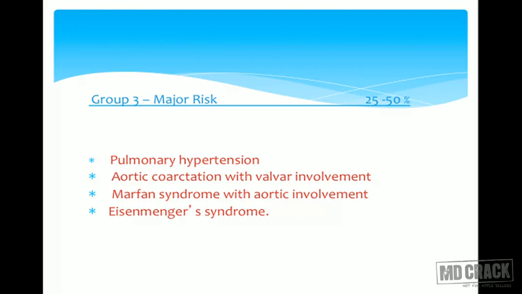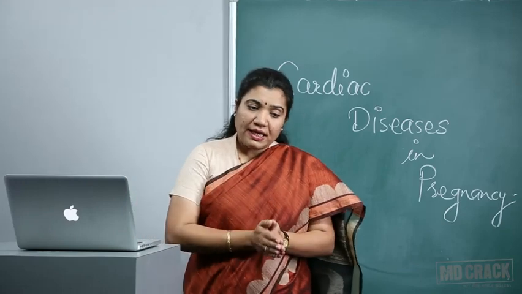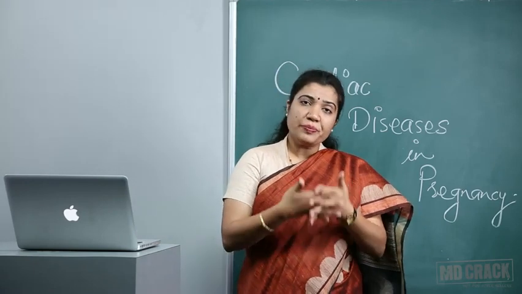Aortic coarctation with valvular involvement and Marfan syndrome with aortic involvement are the other 2. So in that case, if we warn the patient, if we counsel the patient, I don't think she would like to have a pregnancy. But suppose such disorders, the patient comes with pregnancy, then there is a scope of therapeutic termination.